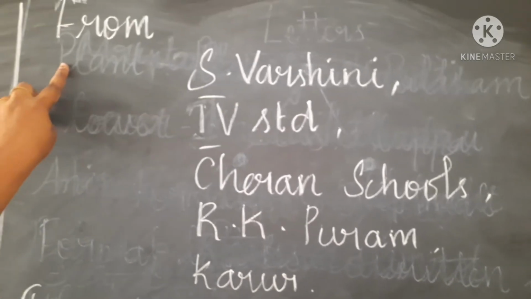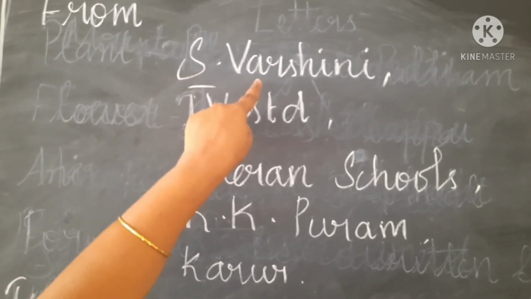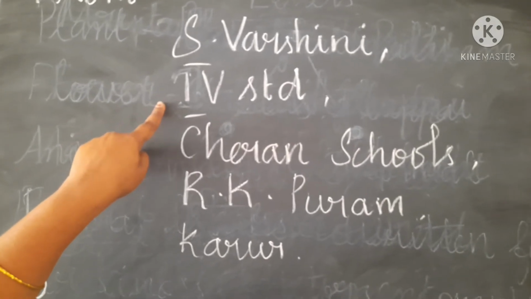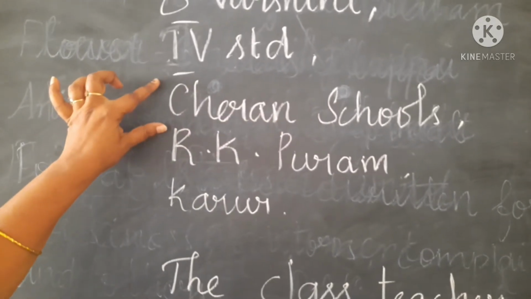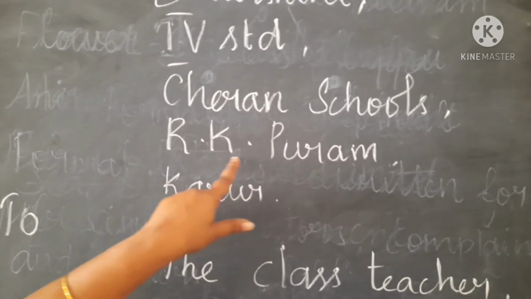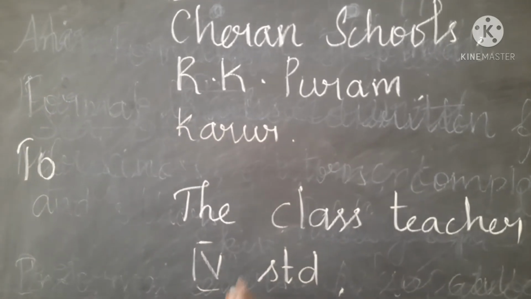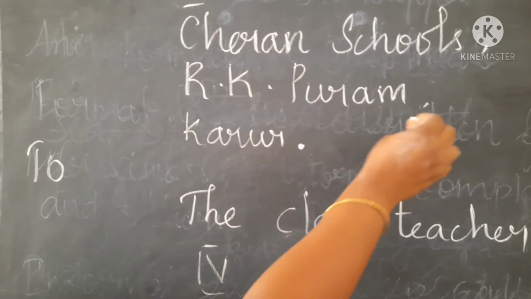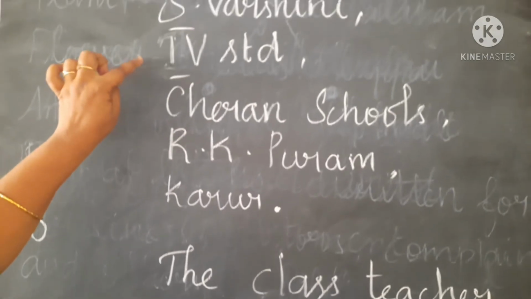So, in this from address, you are going to write your name. After writing your name, you are going to give a comma. Then you write your standard and then section. Then your school name. Our school name is Charan School, so I have written Charan School, then it is in R.K. Puram. Then last we are going to write Karu. After writing Karu, you are going to keep a full stop. For all the remaining items, the school name, standard and section name, and your name, you give a comma.